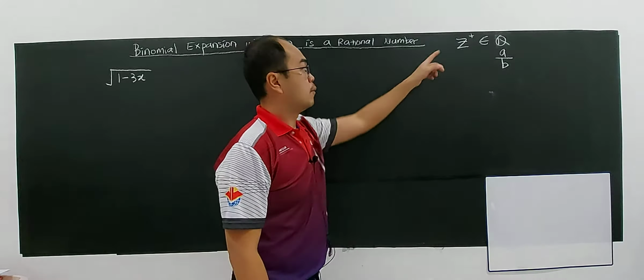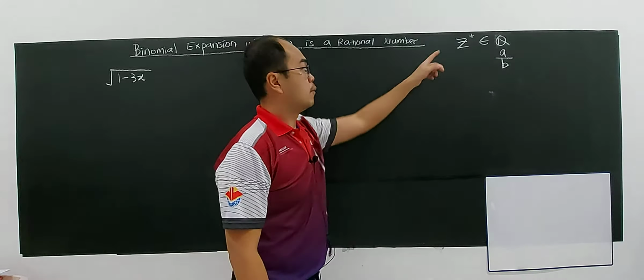So you take the 1 over 2, the power, and multiply with the negative 3x here. Always take the n and multiply with the b. N multiply with the b. So this is very important. I tell you, you take the power, multiply with the b, negative 3x.